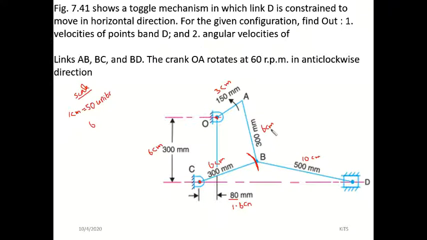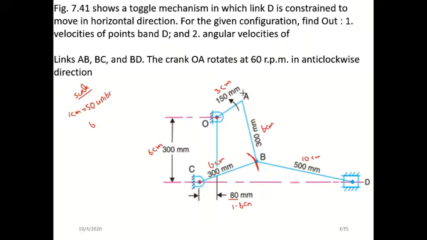Then take 6 centimeter on the compass and put an arc here. Similarly, take 3 centimeter on the compass, keep it here and put the arc here. So you will get point A. So now we have drawn this space diagram.